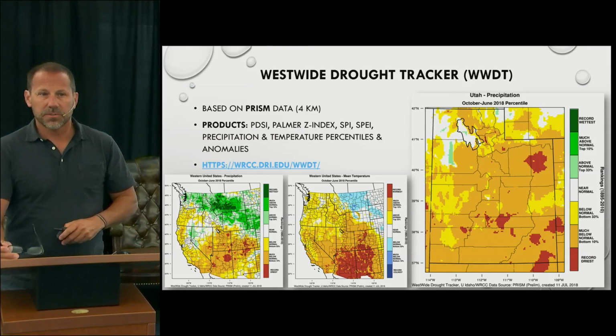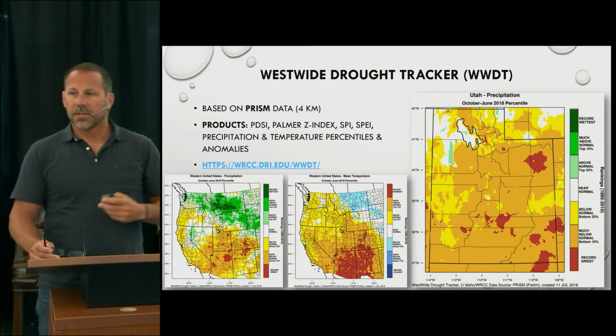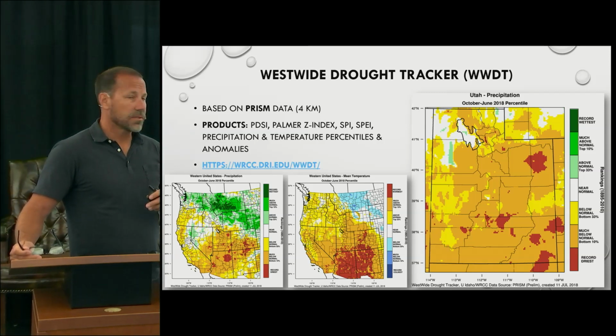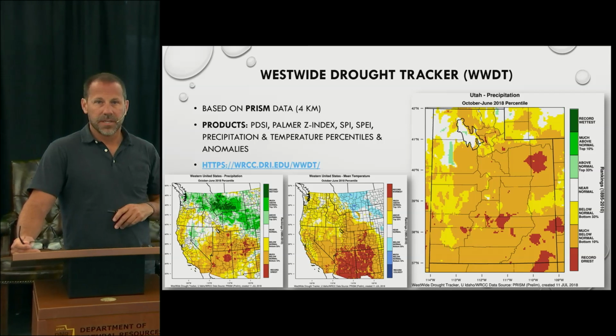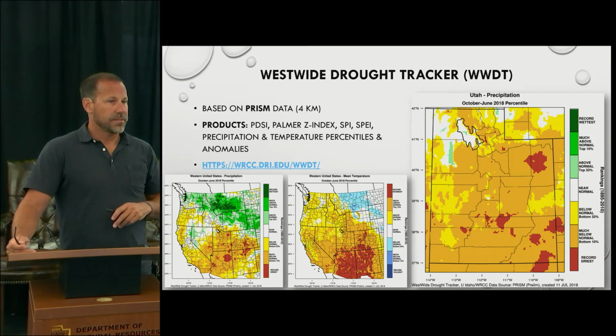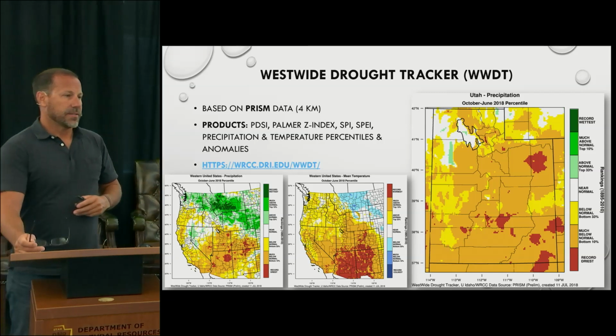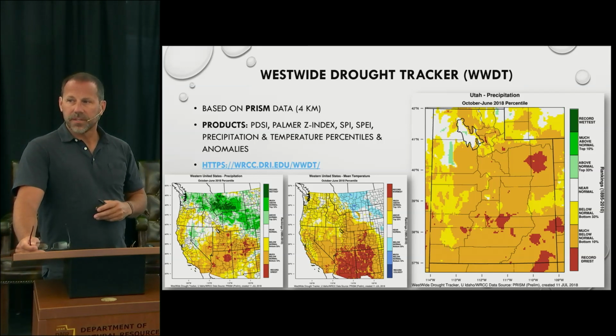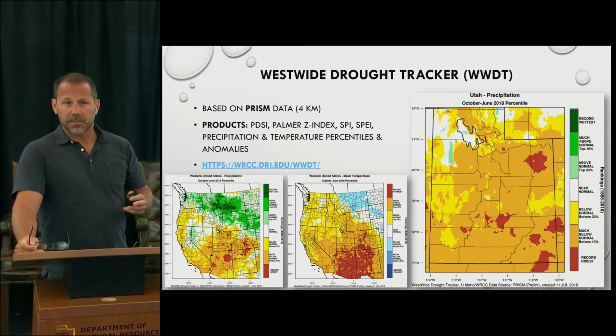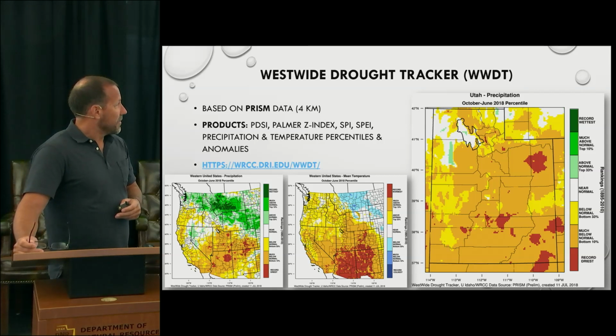Another product that we use for the West that comes out of our office as well at the Western Regional Climate Center is the West-Wide Drought Tracker. And this data and the data products are based on PRISM data. So PRISM is a gridded data set, there's 2 resolutions, 4 kilometer and 800 meter. And this is out of Oregon State University. And it's also the official climatological data set of the USDA. It's a widely accepted and used data set in research and in the government.